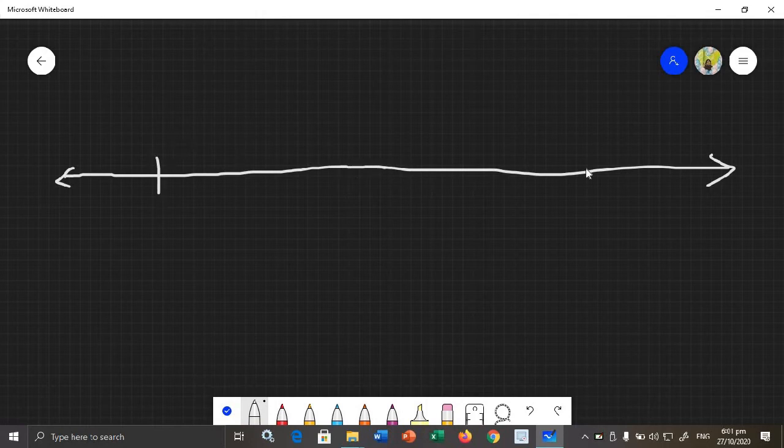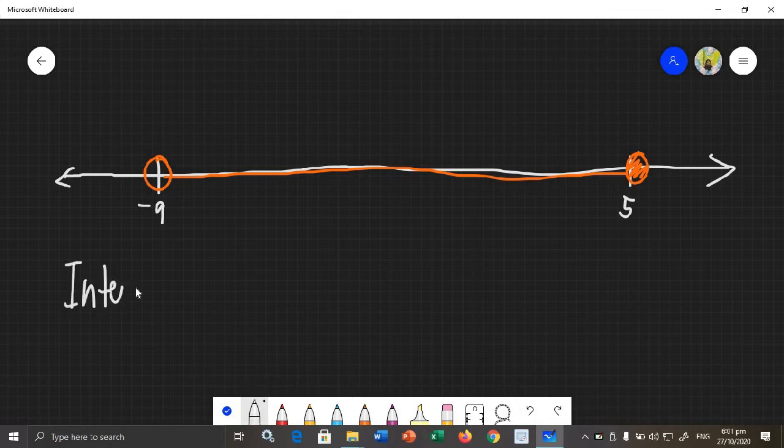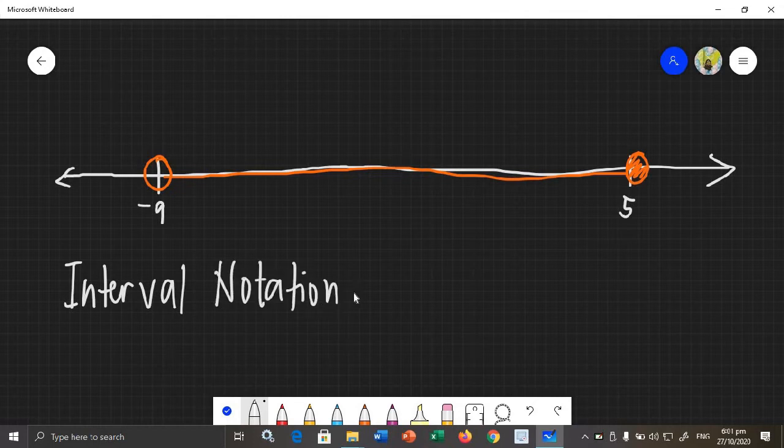So, let's say I have here and then here. And then the value here, let's say, is -9. And then, let's say this is 5. And then, I'm going to add an open circle here up until here, and then a closed circle. So, if I am going to write the interval notation of this illustration, I will come up with this answer.